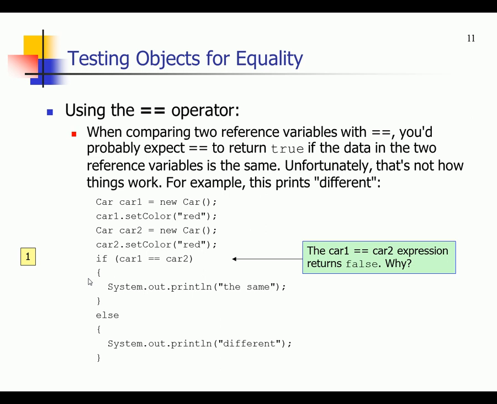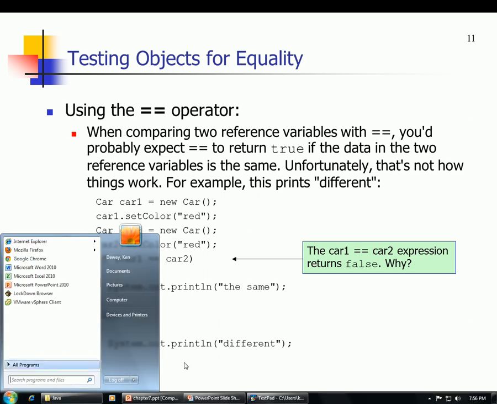Let's look at this. We have car 1, which is a new car. For car 1, we set the color to red. Are we okay with me so far? Car 2 is a brand new car. Car 2 is now red. Are they the same? Well, the values would be the same, but they're in different locations. They're both cars and they're both red, but are they the actual same car? No, they're not. Let's prove that.